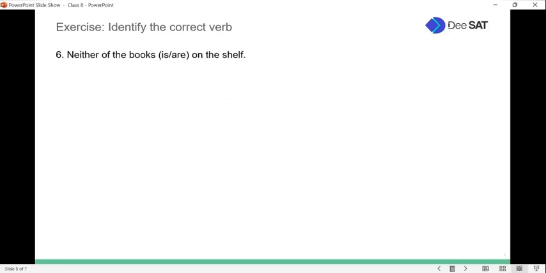Neither of the books dash on the shelf. Now, in this situation, when you're saying neither, then you are again saying that you had two books and none of them is on the shelf. So you're again singularizing both of them, leaving you with the right answer as is. Neither of the books is on the shelf.